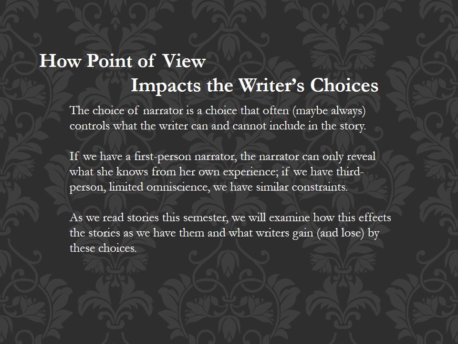The choice of narrator is a choice that often, maybe always, controls what the writer can and cannot include in the story. If we have a first-person narrator, the narrator can only reveal what she knows from her own experience. If we have third-person, limited omniscience, we have similar constraints. As we read stories this semester, we will examine how this affects the stories as we have them and what writers gain and lose by these choices.